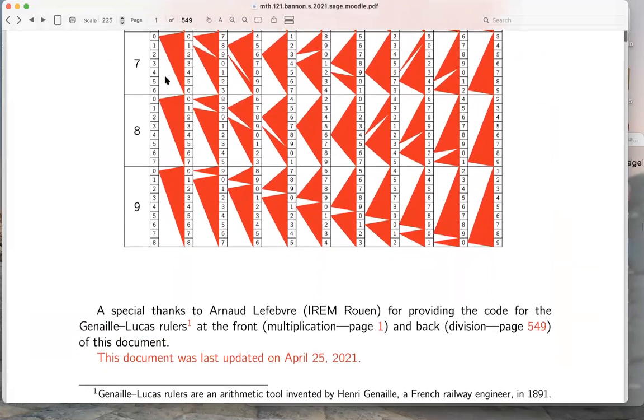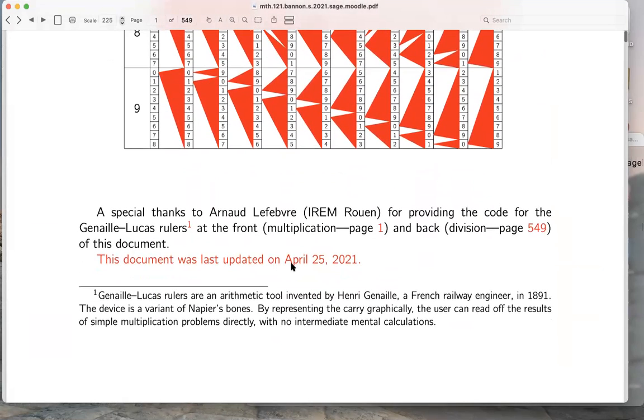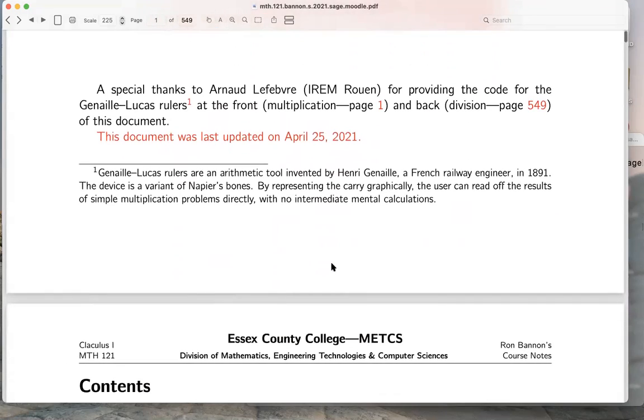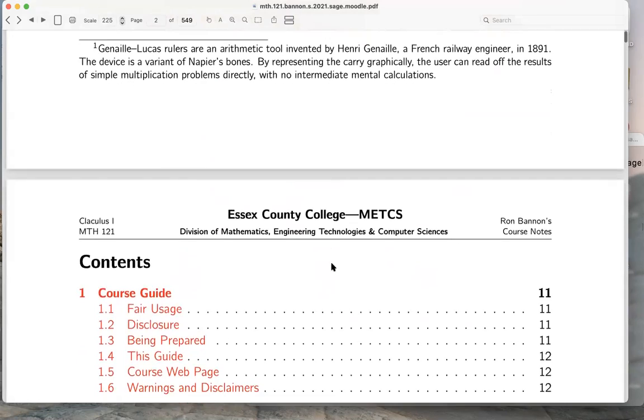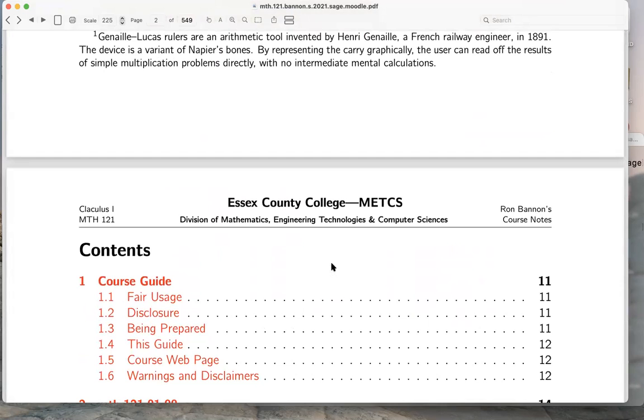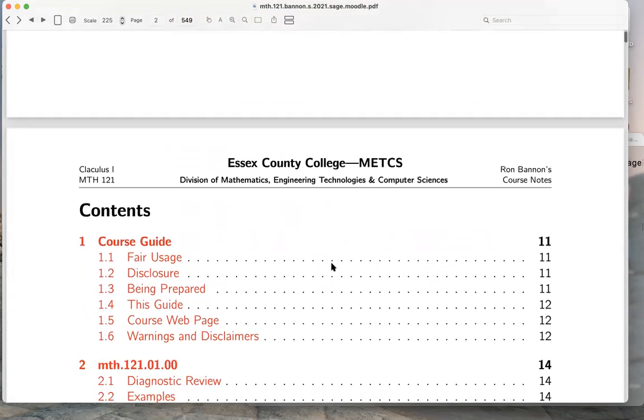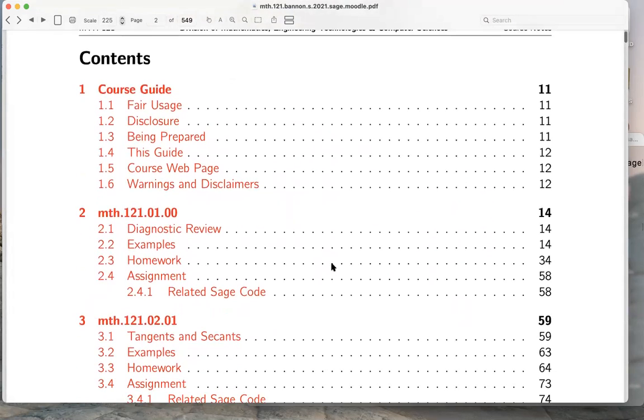Like if you look at this one over here, it basically says it was updated April 25th, 2021. They'll be updated throughout the year. I mean, I update notes. When I do, maybe I made a change here. Maybe I delete something. Maybe I insert something. There are some subtle changes over here. So looking at the guide, I notice there's contents.